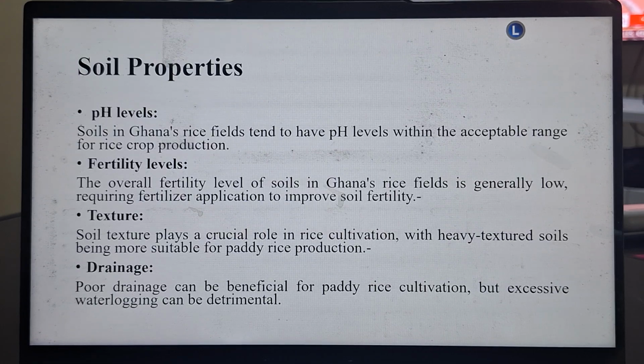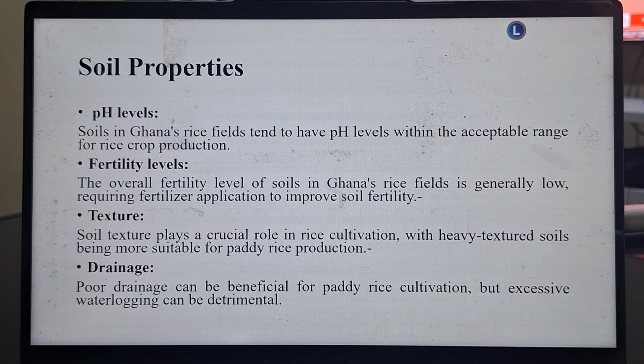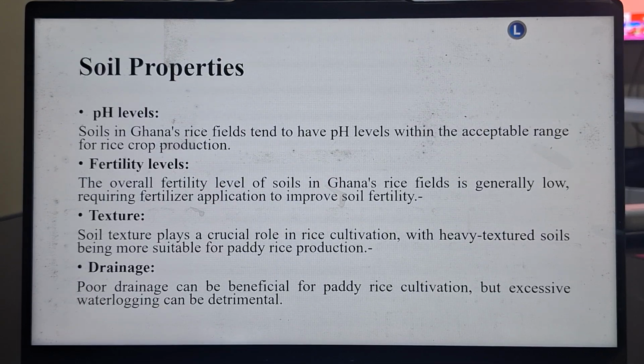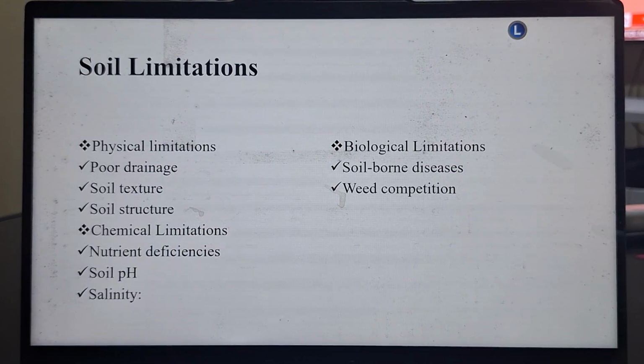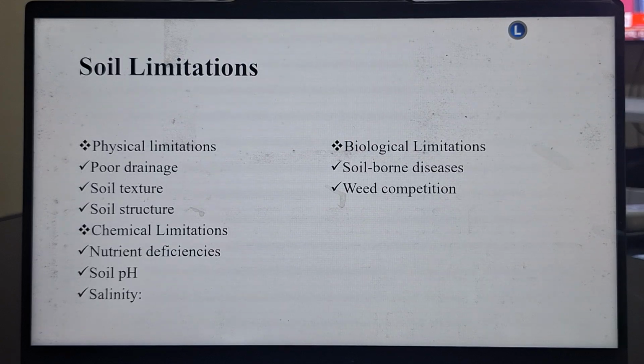So you realize that in areas where we cultivate a lot of lowland rice, the drainage is usually a challenge, and this also helps in increasing their yield. However, excessive waterlogging can be detrimental, which I stated earlier when I was talking about the flooding system of rice production. Now, despite all these good things, the soils usually have their limitations, and these limitations are classified into three. We have the physical limitations, the chemical limitations, as well as the biological limitations.